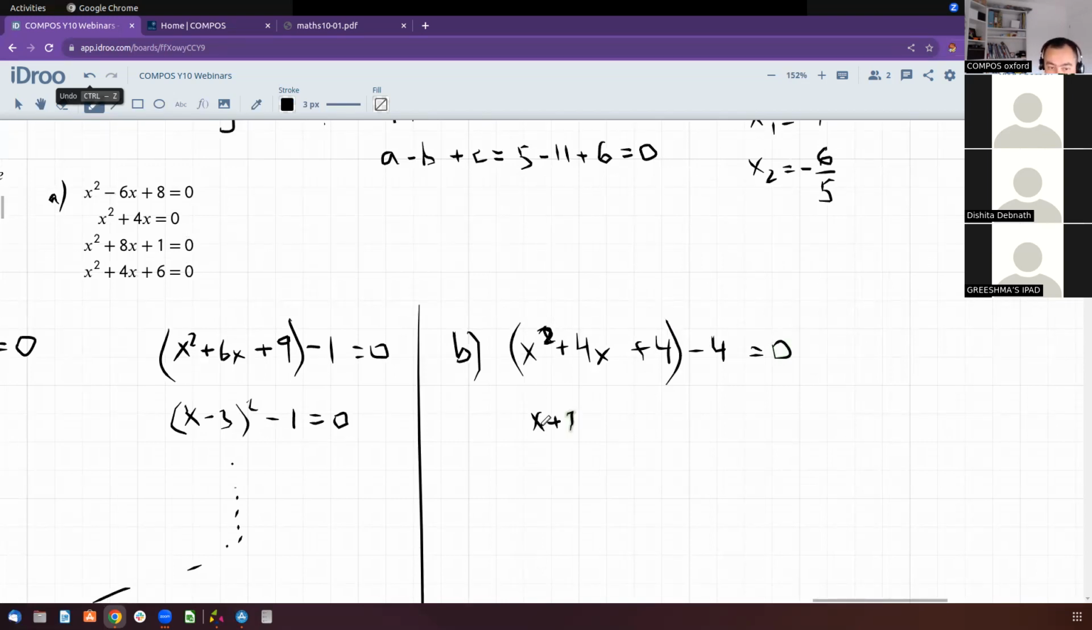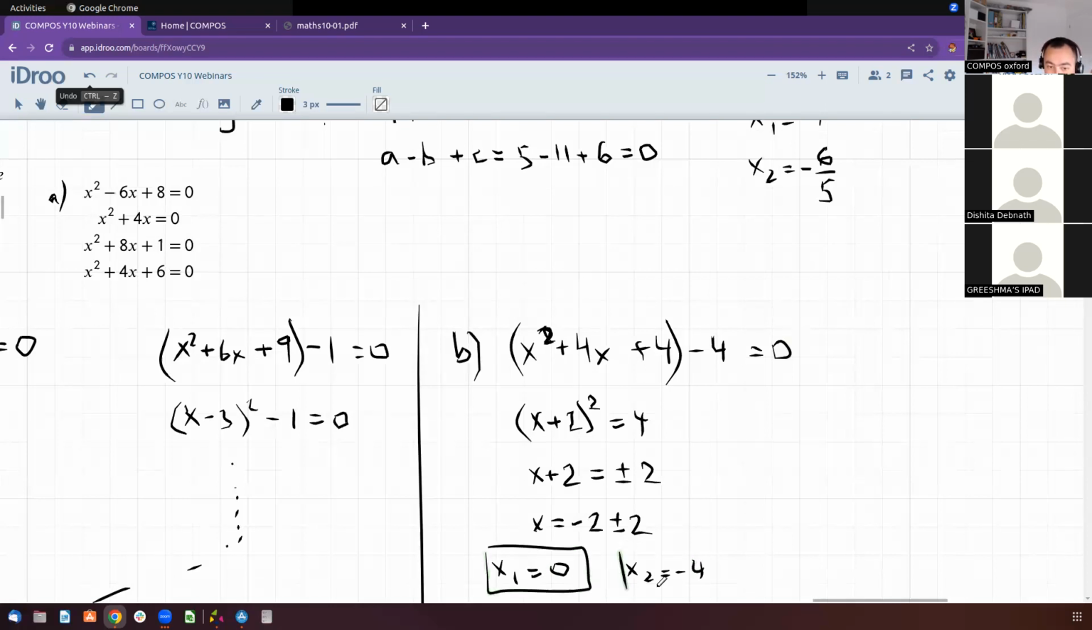There's x plus 2 squared. The 4 goes to the right, so it equals 4. And we have x plus 2 equals plus or minus 2, right? Because if something squared is 4, this something must be plus or minus 2. So x is equal to negative 2 plus or minus 2. So x1 is 0, x2 is negative 4.